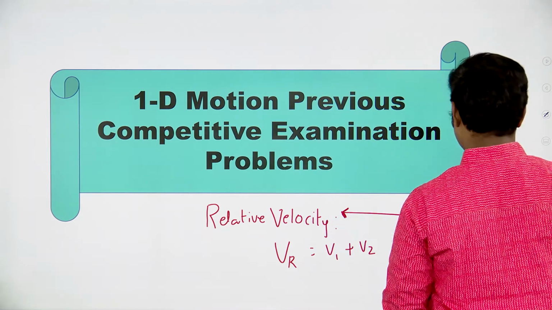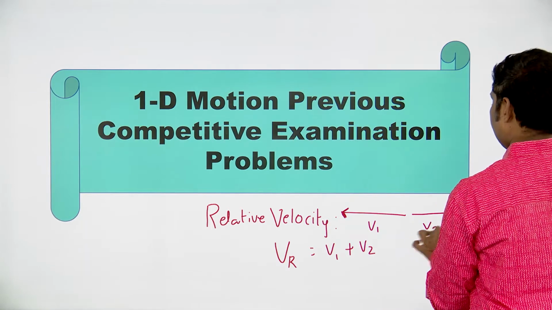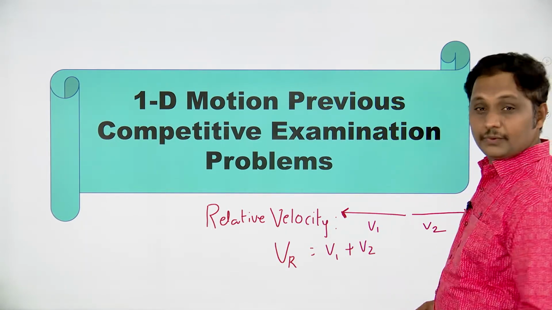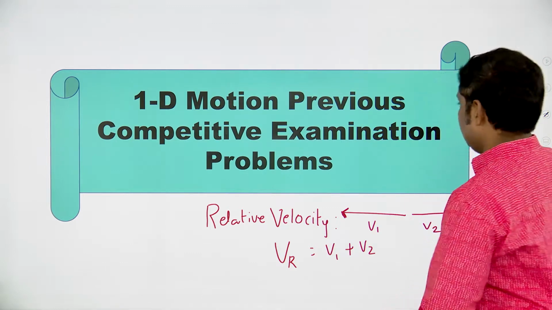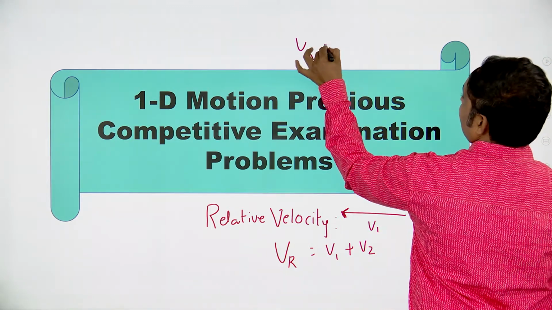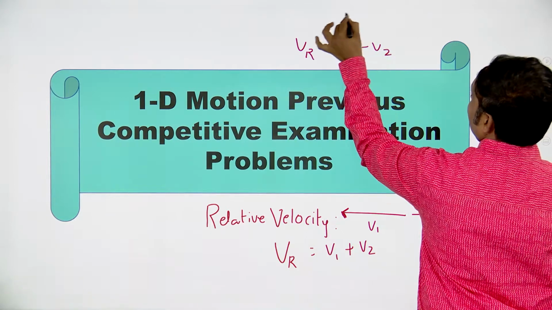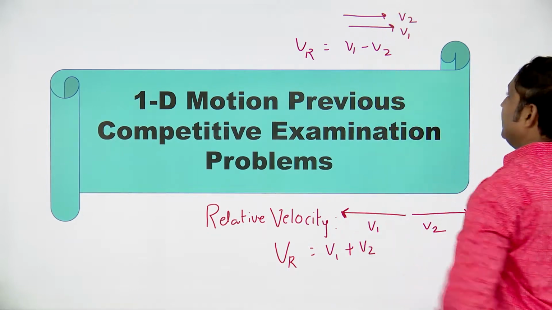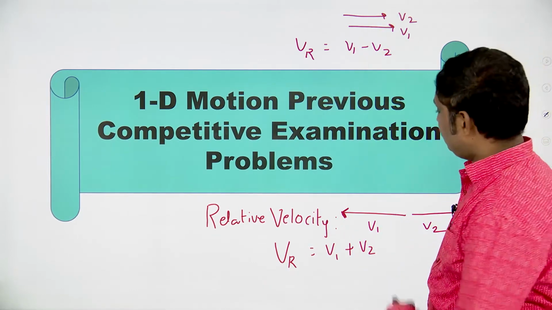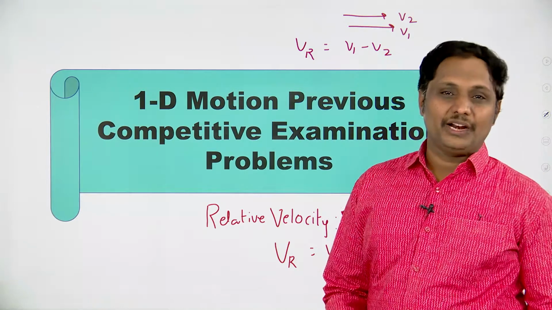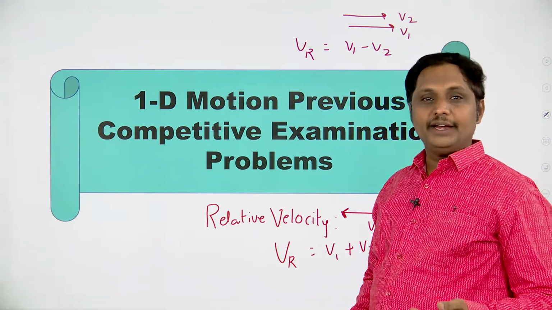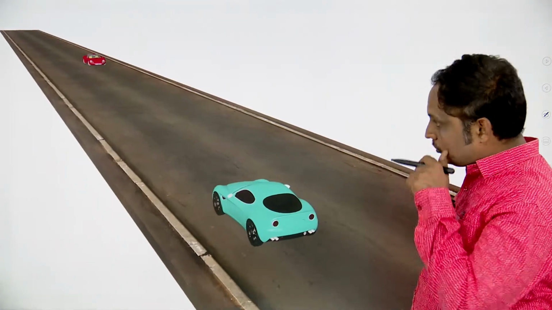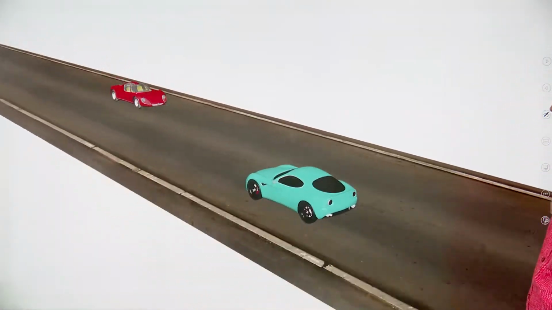So this is going to be V1 and V2. They are going to cross each other. Otherwise we would like to go for VR is equal to V1 minus V2. This is going to be V1 and V2. We can go for relative velocity in some concepts, and relative acceleration also we would like to go for.